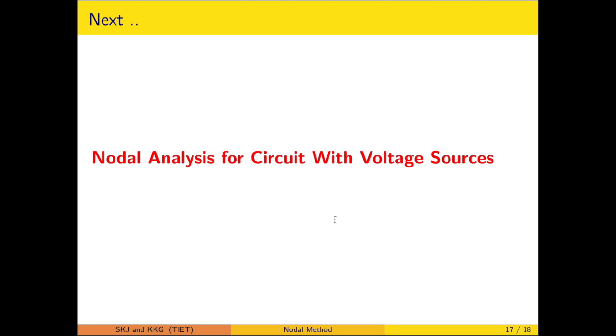Next, we will be discussing nodal analysis for circuits having voltage sources as well.